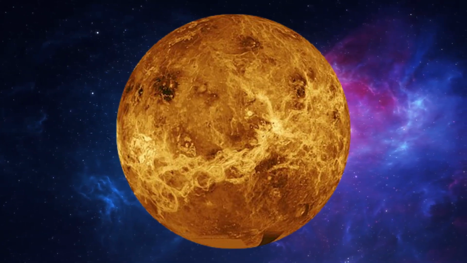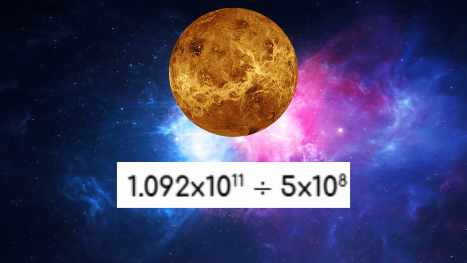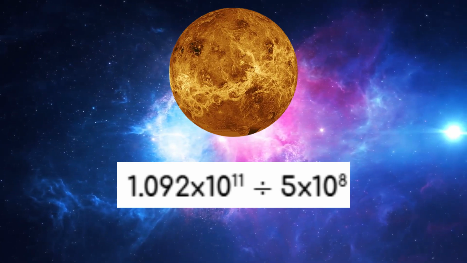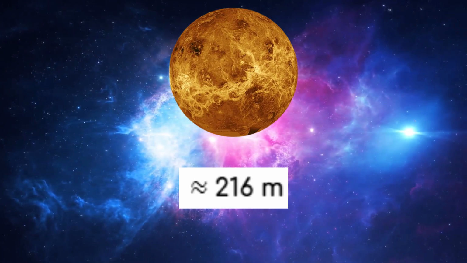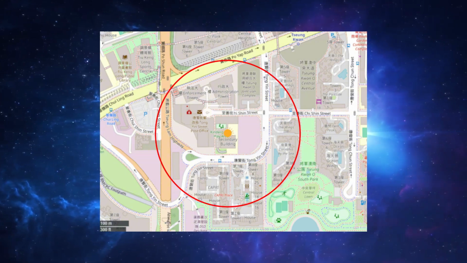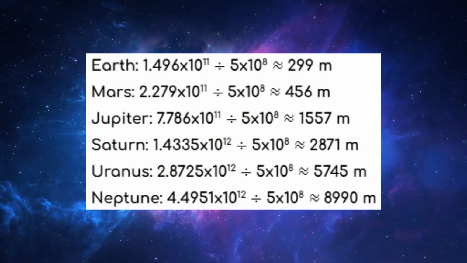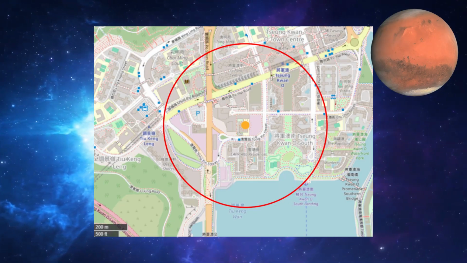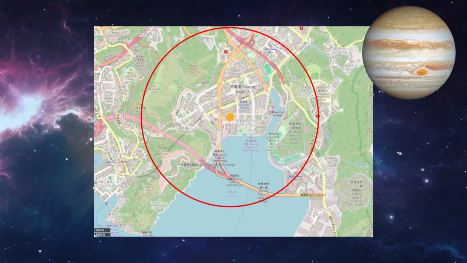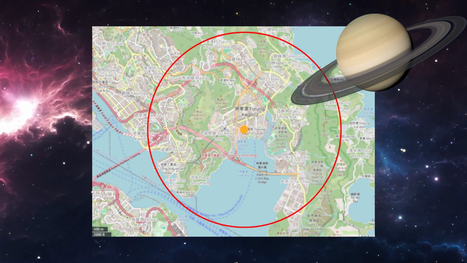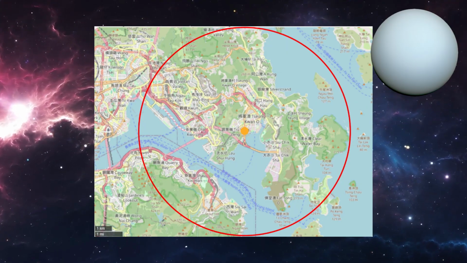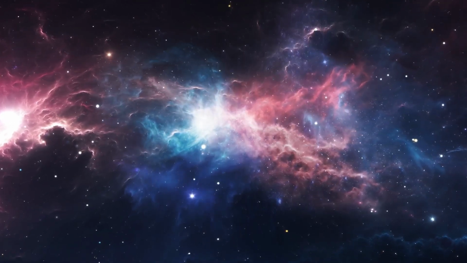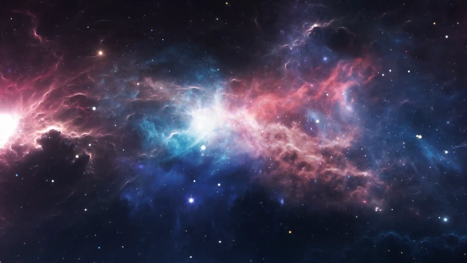For Venus, we will do 1.092 multiplied by 10 to the power of 11, and divided once again by 5 times 10 to the power of 8 to get 216 meters. Here is the orbit of Venus. Finally, here are the calculations for the other planets and their orbits. Now make your model. Go out there and help us make an accurate model of our solar system.